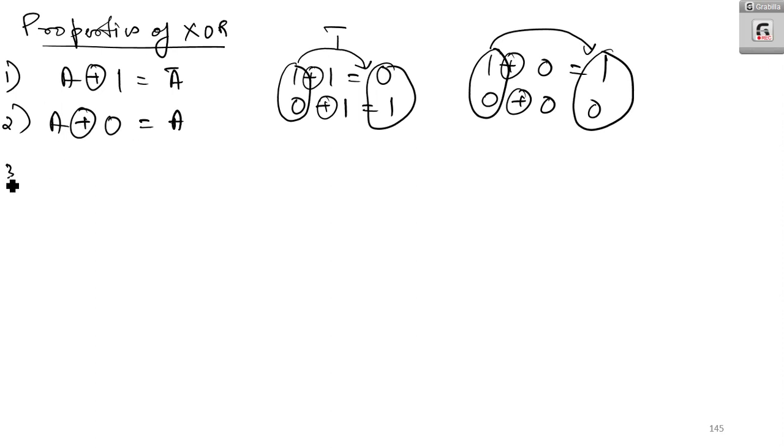The third property is A XOR A. A XOR A is 0. That means you will get 0 XOR 0, and 0 XOR 0 is 0.